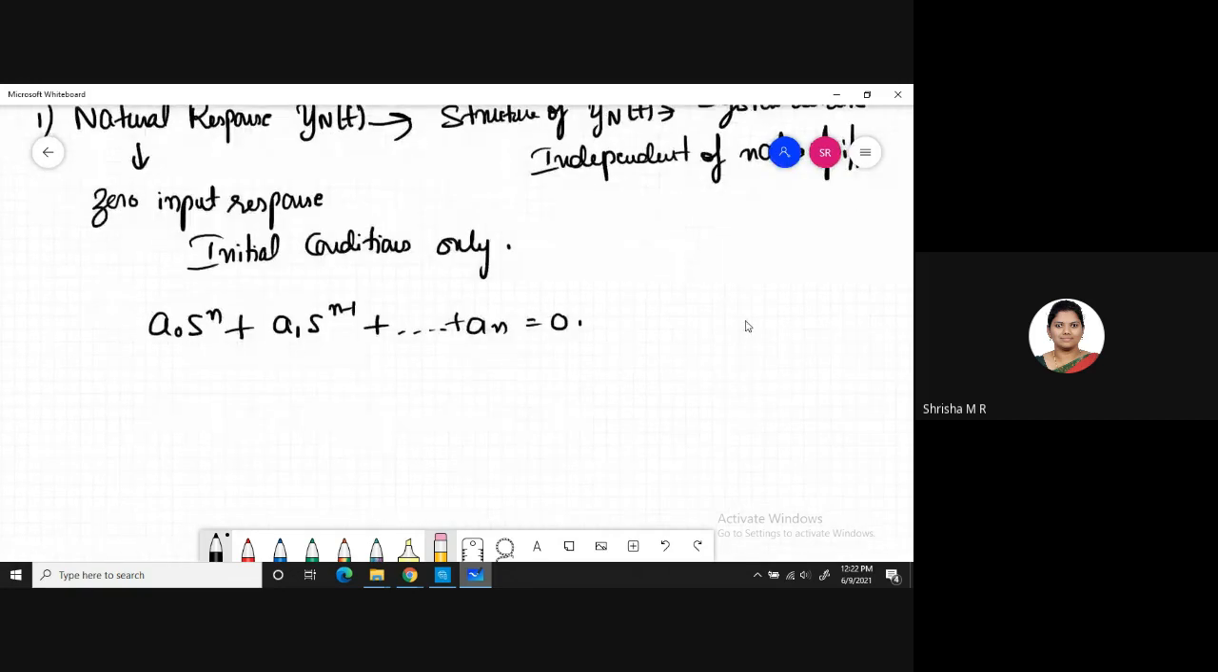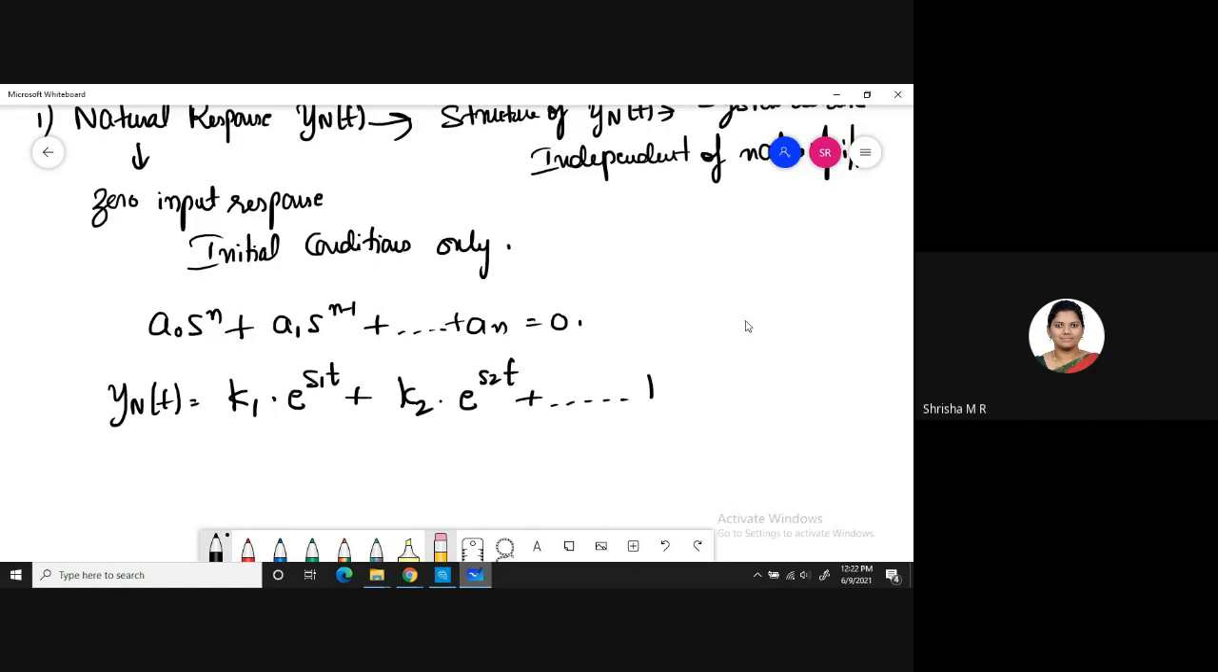Okay, so let us see how we represent the natural response. yn of t is equal to k1 into e to the power s1 t plus k2 into e to the power s2 t, and so on up to kn into e to the power sn t. This is the form the natural response will take. Here s1, s2, s3 up to sn are the roots of the characteristic equation.